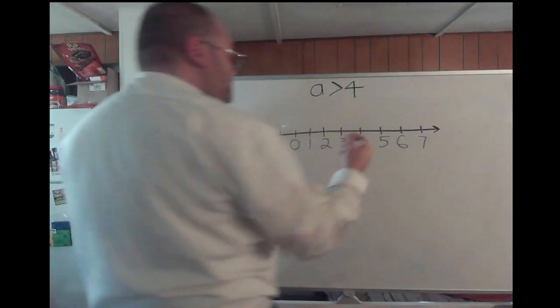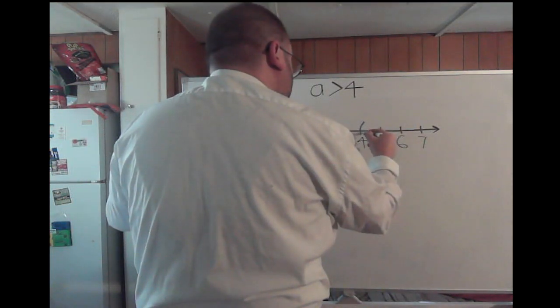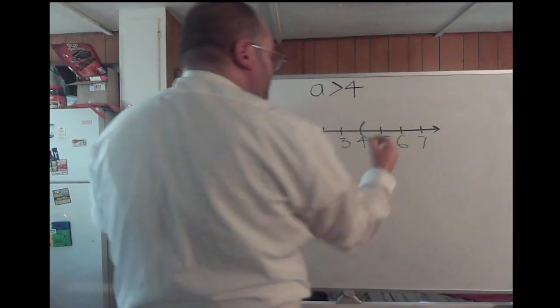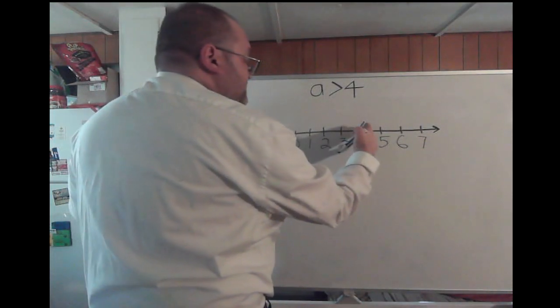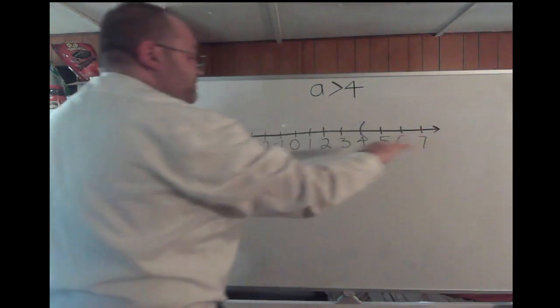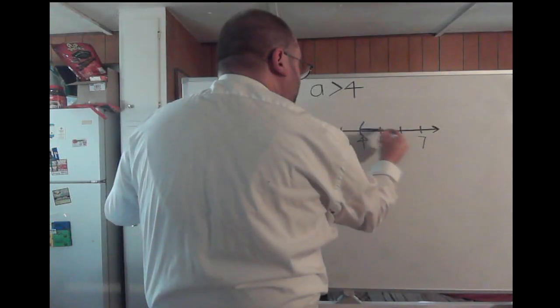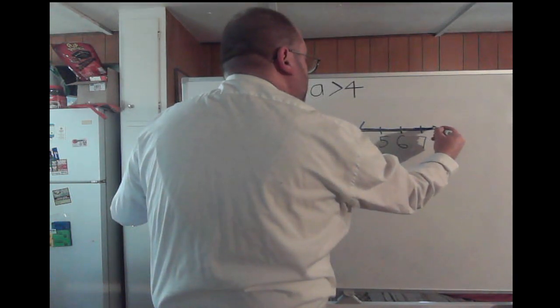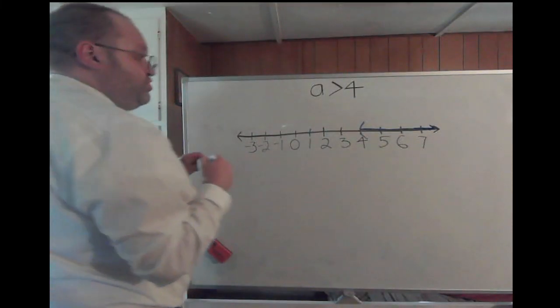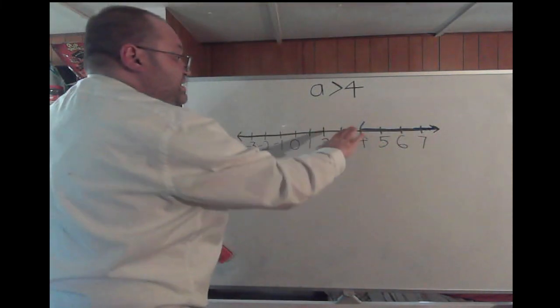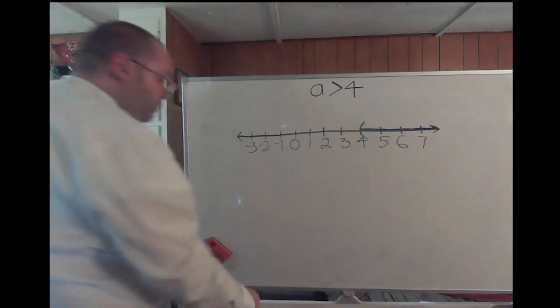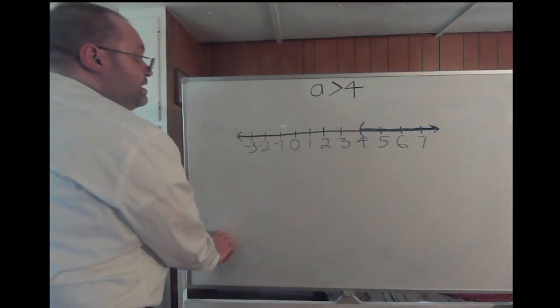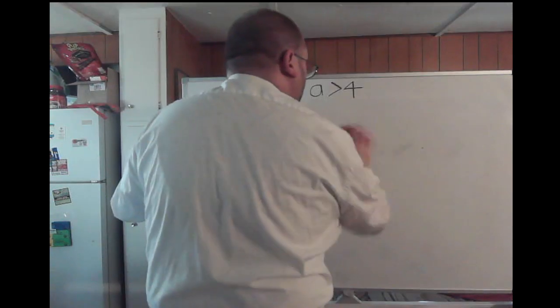What you're going to do is put a parenthesis at the number 4, a nice big parenthesis where it opens up towards every number greater than 4 going to infinity, and then you're going to shade in the line going to the right and draw a little arrow at the end. That denotes every number greater than 4. I do have more, but this lesson's going to lead into solving inequalities, which will be the next lesson.